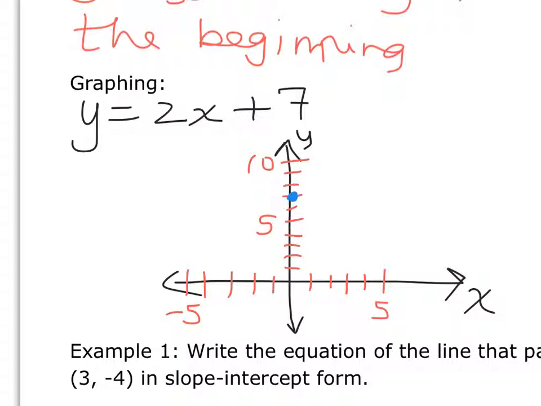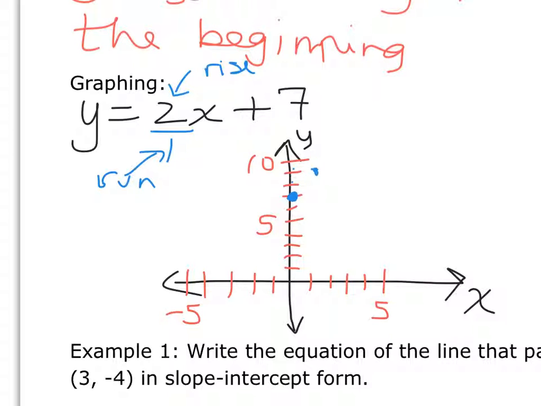All right. So then my slope is 2. Remember I said I'd like for my slope to be a fraction? How can I make 2 a fraction? 2 over 1. So my rise is 2 and my run is 1. So I'm going to start at that 7. I'm going to go up 1, 2, and then right 1 and put a point.